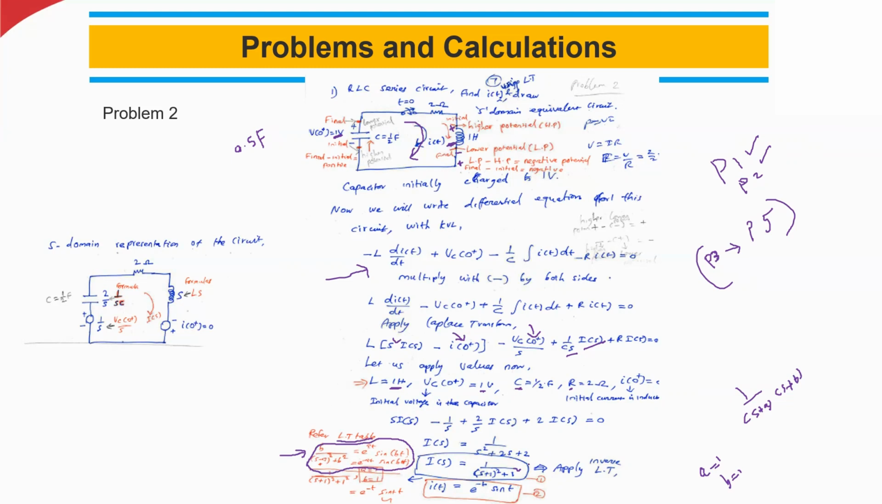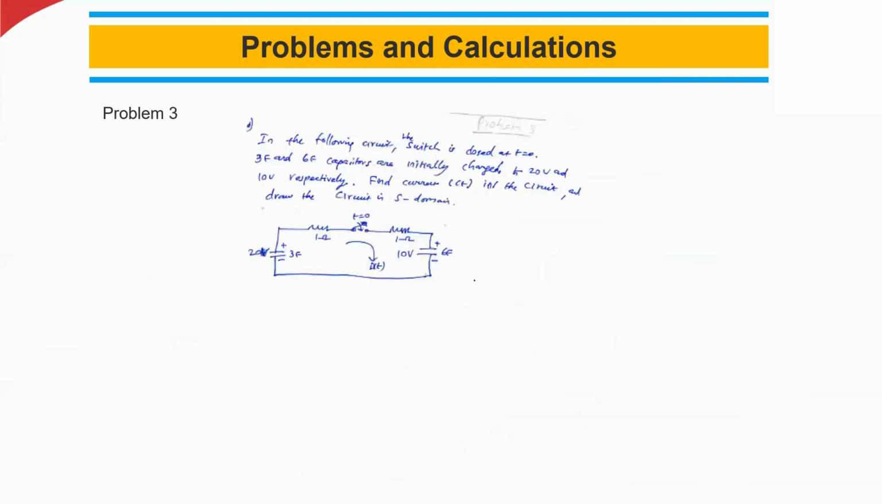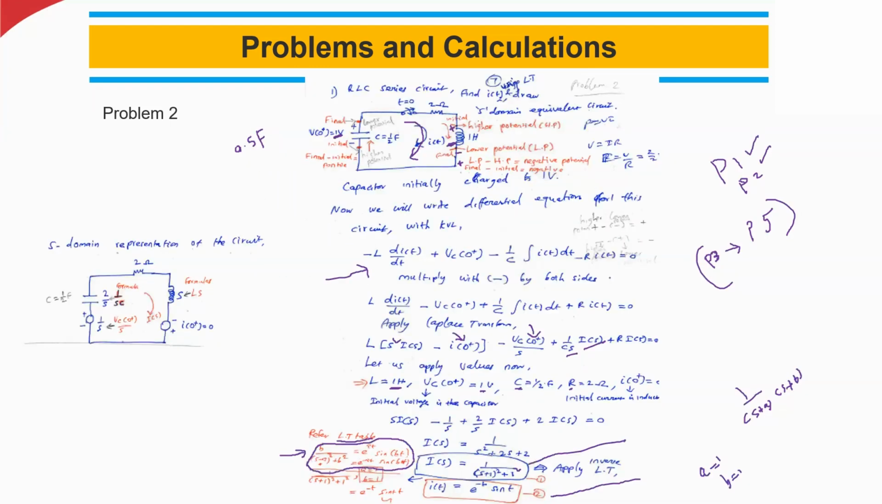So you find the equation in s domain and you find the current equation in time domain. Here what we have done is we have used some values for the resistors, capacitors and inductors.